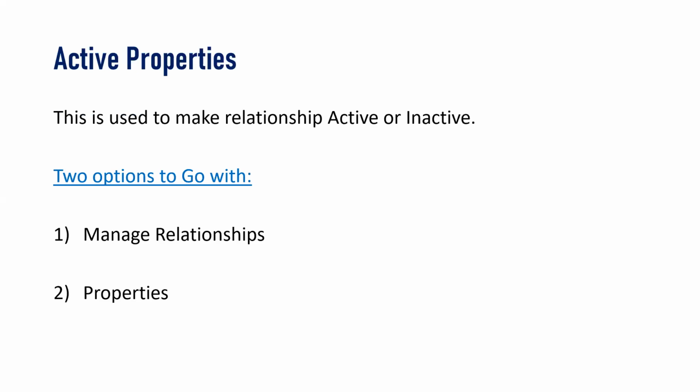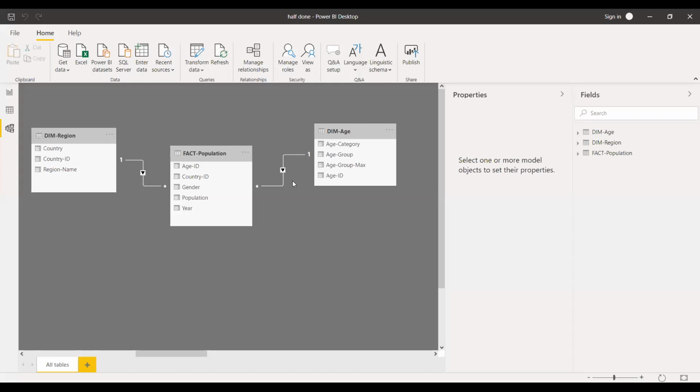Next, it is about the active properties. This is used to make a relationship active or inactive. There are two options to go with. One is manage relationships and one is properties. I've already explained the manage relationships and the properties, but let me just show you again with some additional information. So we are in our initial project which we had stopped before our last example. Here I am going to explain the active properties.